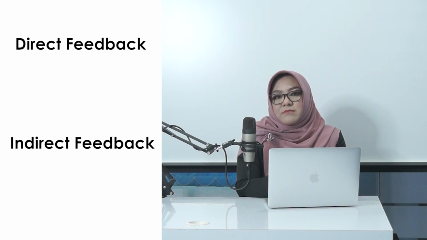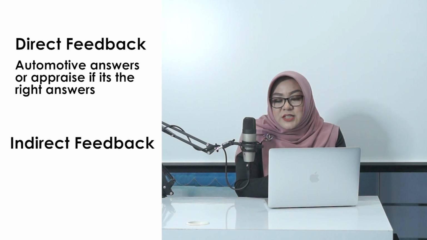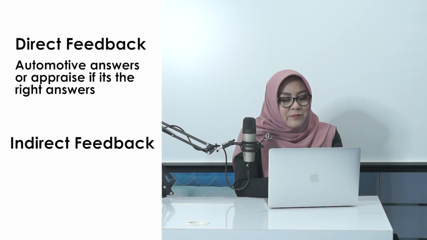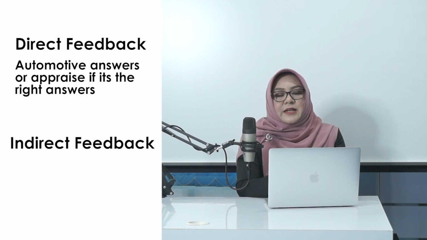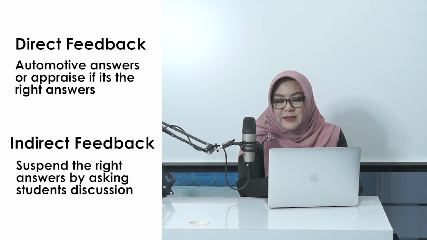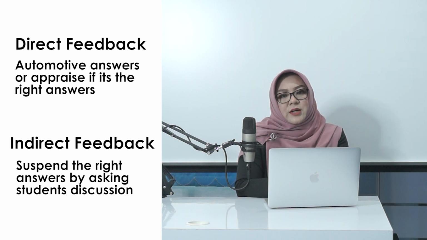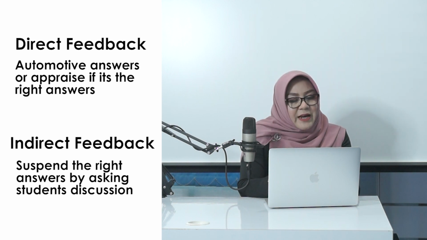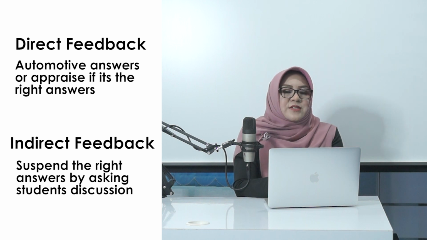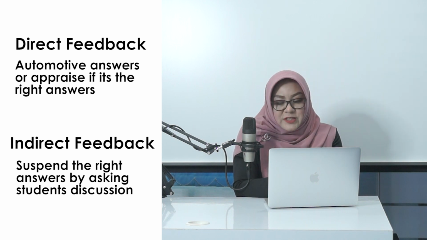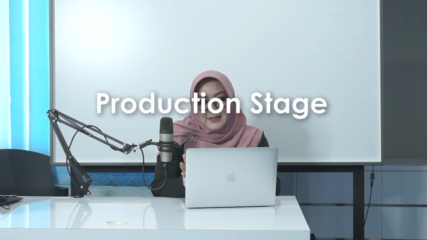Direct feedback, we can give our students alternative answers, or we can just simply praise our students because they have answered correctly. Indirect feedback means that we suspend the right answers by, for example, asking students to have discussion with their peers. And then we can give feedback on the answers of the reading comprehension questions, for example. And then, after we finish with the practice, we can go on to the production stage.